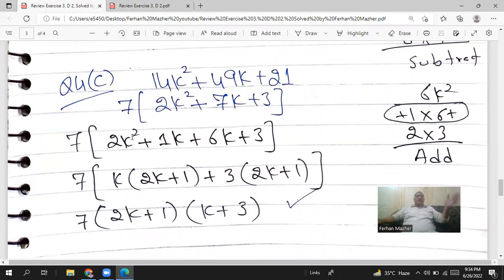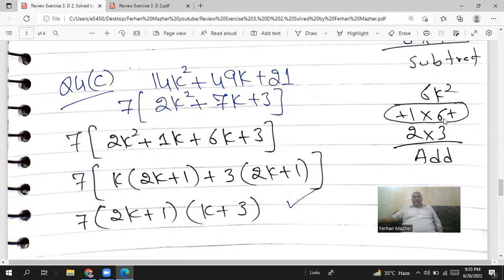So this 7 will go with all the steps. And we will do whatever we want to do inside the square bracket. So multiply the extreme terms, you get 6k square. So write the pairs, the factors of 6. They are 1 into 6, 2 into 3. With the third term, you have positive signs. So I will write here add. So we are looking for that pair, which by addition will give you 7.